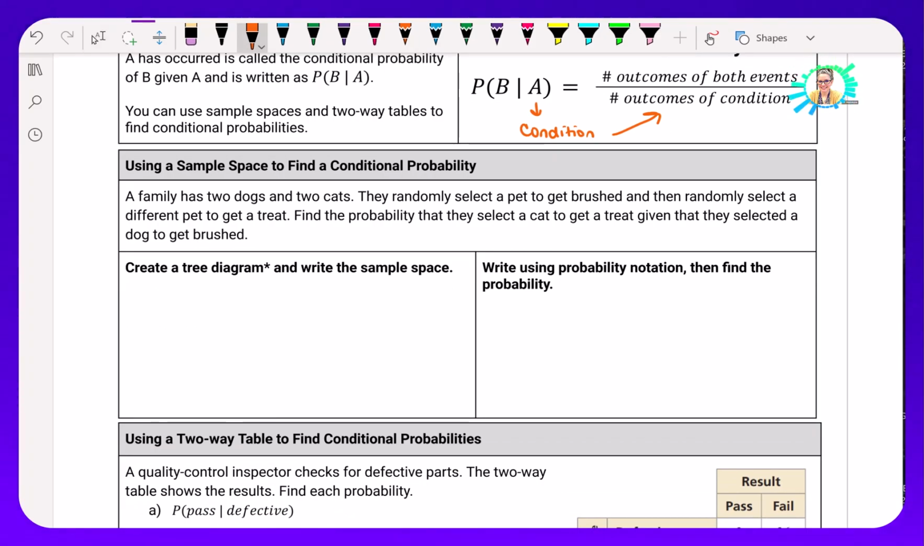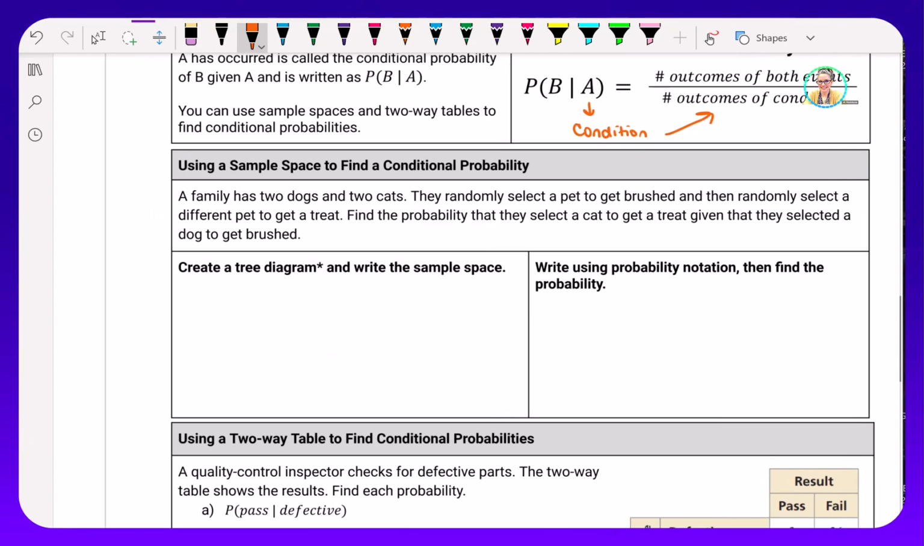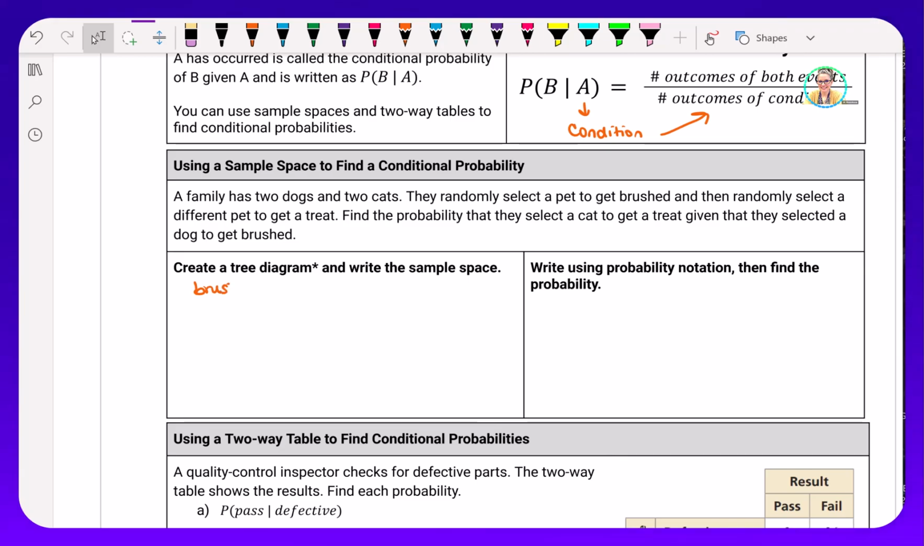So this example says a family has 2 dogs and 2 cats. They randomly select a pet to get brushed, and then they randomly select a different pet to get a treat. So I'm going to go ahead and start this out. I'm going to say brushed. Now, we're not going to be able to be brushed and get a treat at the same time, so we're going to have to pick a different animal to get a treat. So we do have a condition. Find the probability that they select a cat to get a treat, given that they selected a dog. So that dog is going to get brushed.